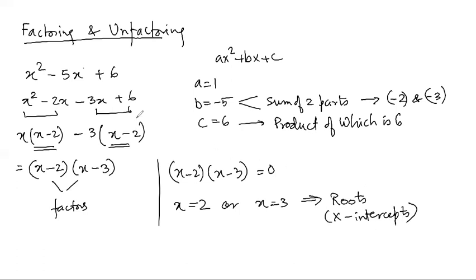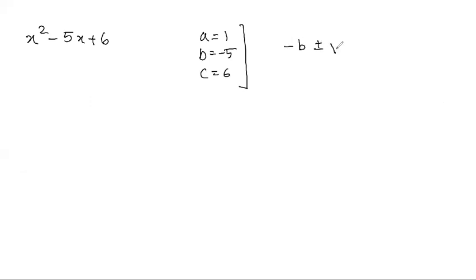Now there are other ways in which we can factorize. Breaking the middle term in two parts is one way, but if you are not able to break the middle term, then we have a formula. Let's take x squared minus 5x plus 6 again, with a is 1, b is -5 and c is 6. The roots are given as minus b plus or minus the square root of b squared minus 4ac, over 2a.